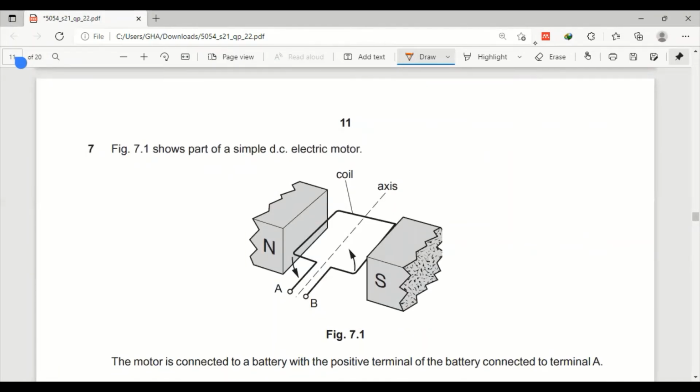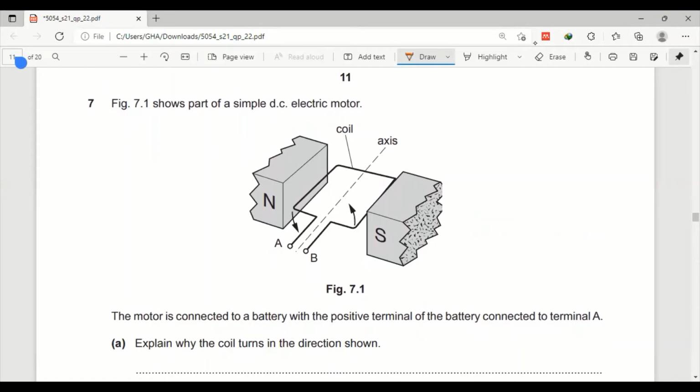Figure 7.1 shows part of the simple DC electric motor. The motor is connected to a battery with the positive terminal of the battery connected to the terminal A, meaning the current is moving in this direction. Explain why the coil turns in the direction shown. So first we have to write the current flows from positive to negative.